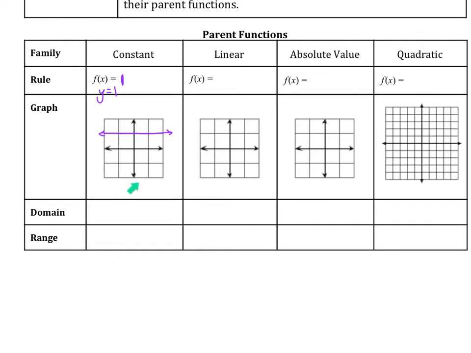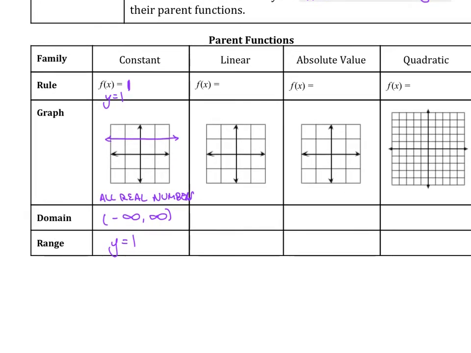Thinking about the domain, it is all of our x values. And so our domain in this case is all real numbers. You could also say, in interval notation, negative infinity to infinity. The range in this case, we only get y equals 1. So y equals 1.